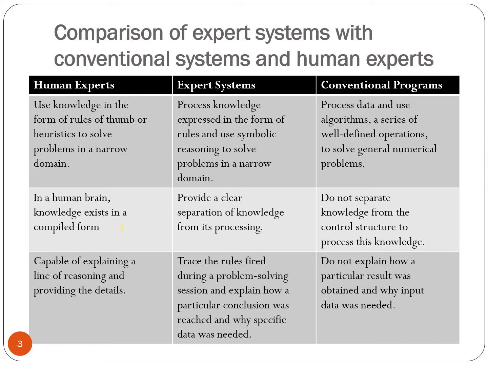The human expert is capable of explaining a line of reasoning and providing it in detail. Once you get to a conclusion, it has the ability to give the explanation, and this explanation will be in detail. While the expert system needs to trace the rules that were fired during a problem-solving session, and then explain how a particular conclusion was reached and why specific data were needed. The conventional program cannot give any explanation since it doesn't have the capability to give the reason behind the conclusion.